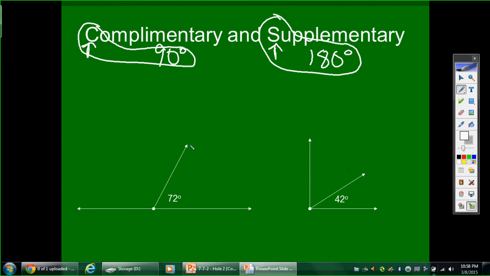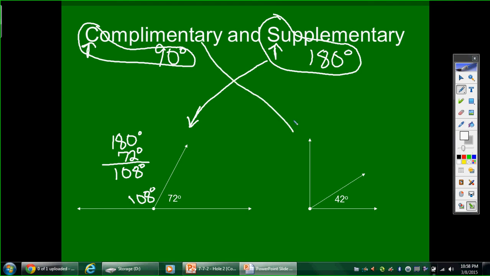If I look at these two diagrams trying to decide which is which, this would clearly be supplementary because this angle and this angle combine to form a 180-degree angle. So this angle here and this angle here would be a pair of supplementary angles. These two angles add up to 180, so I can just simply take 180. I can subtract the angle that I know, which is 72 degrees, and I know that the measure of this angle here is 108 degrees.